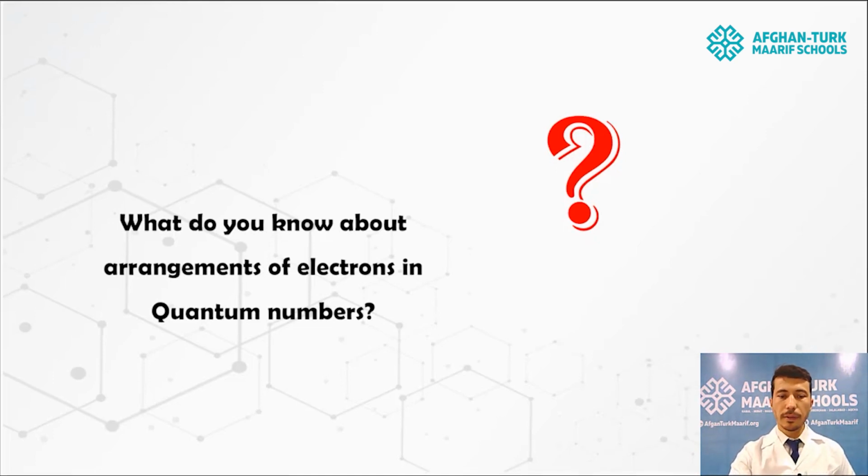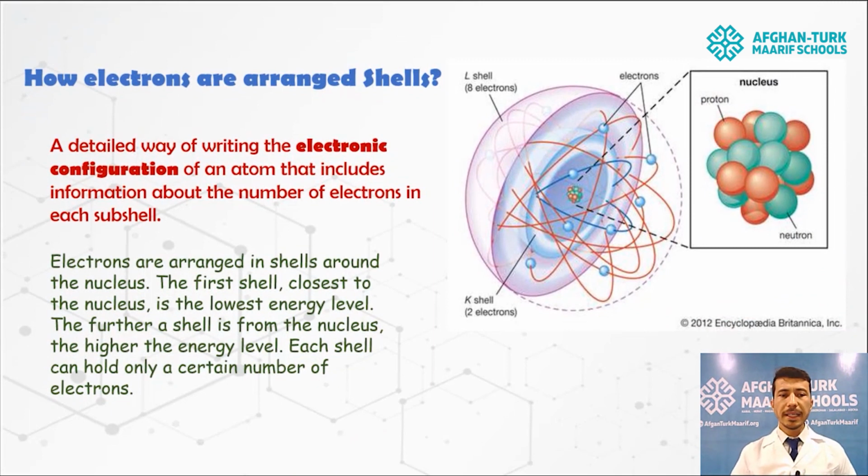Let's solve this question. A detailed way of writing the arrangement of an atom's electrons that includes information about the number of electrons in each subshell is known as electronic configuration. Electrons are arranged in the shells around the nucleus. The first principal quantum number, which is closest to the nucleus, has the lowest energy, which means that an electron will sit in the first principal quantum number first of all, then it will go to the next one, then the next one, and so on. Each shell can only hold a certain number of electrons.